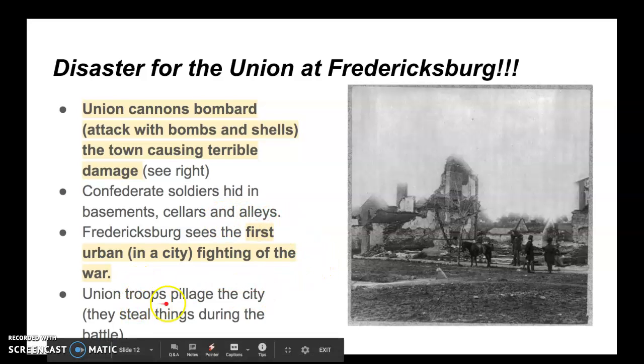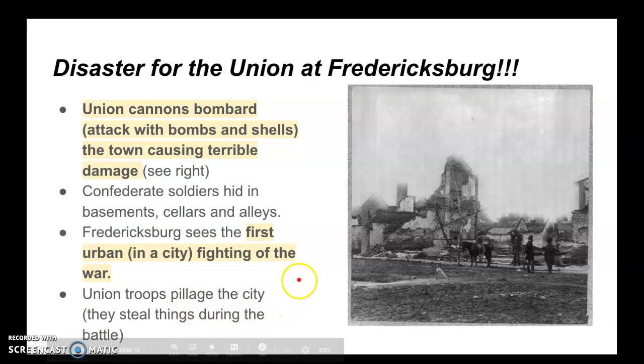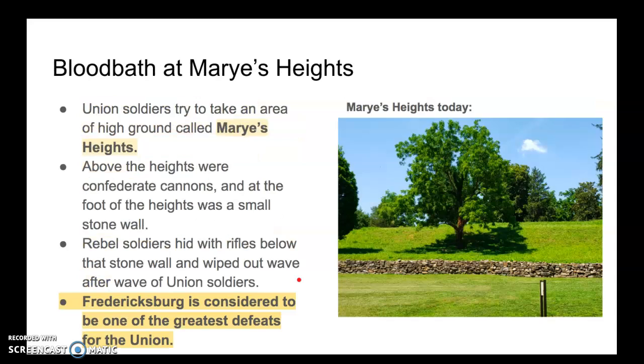And then Union troops, this is kind of a bad episode, pillage the city, which means they steal things. They loot the city, more or less. Not good. This is where the bloodbath gets really horrendous.